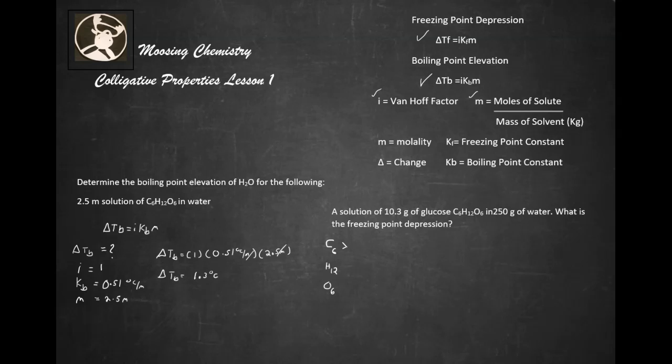C6H12O6. So this will be 12.01, this would be 1.01, and this would be 16.00. And when we do the math on that, that's going to give me approximately 180.18 grams per mole of C6H12O6. All right, so that's been established.